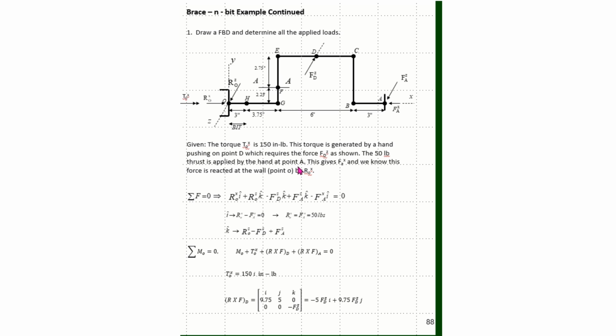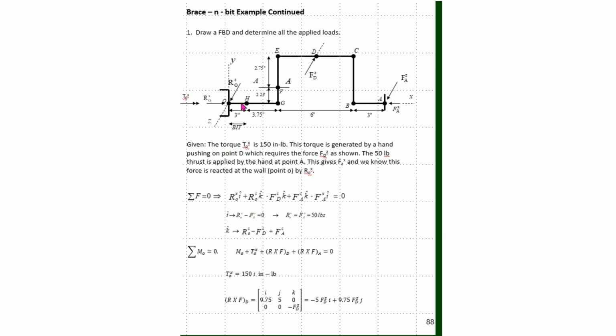So writing summation of forces, we know that we will have to have a reaction here at point O to resist FAX, and it will be going in the positive X direction. So we have ROX in the I direction plus ROZ in the K direction, and we put that in this direction because we know it will counteract what's going on here with FDZ. Then we have minus FDZ in the K direction plus FAZ, and this one is a little bit hard to recognize if you're not careful.